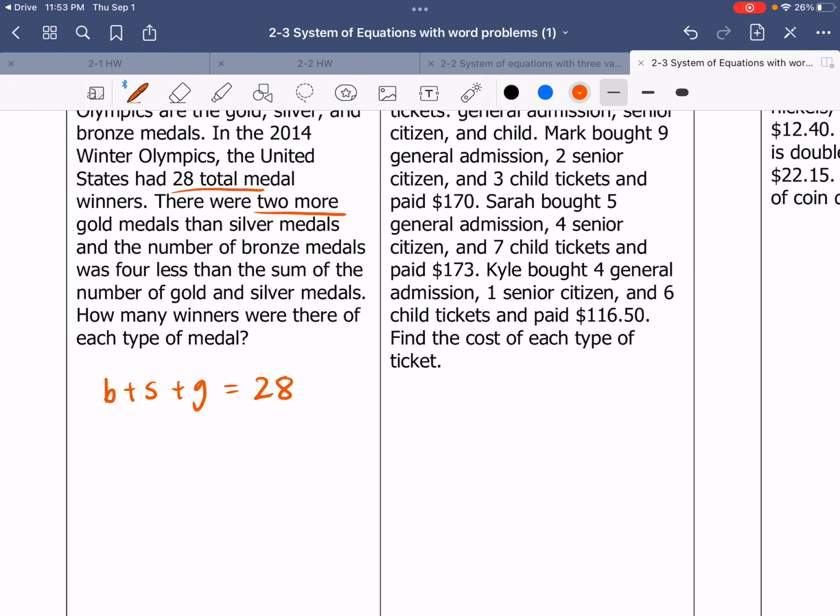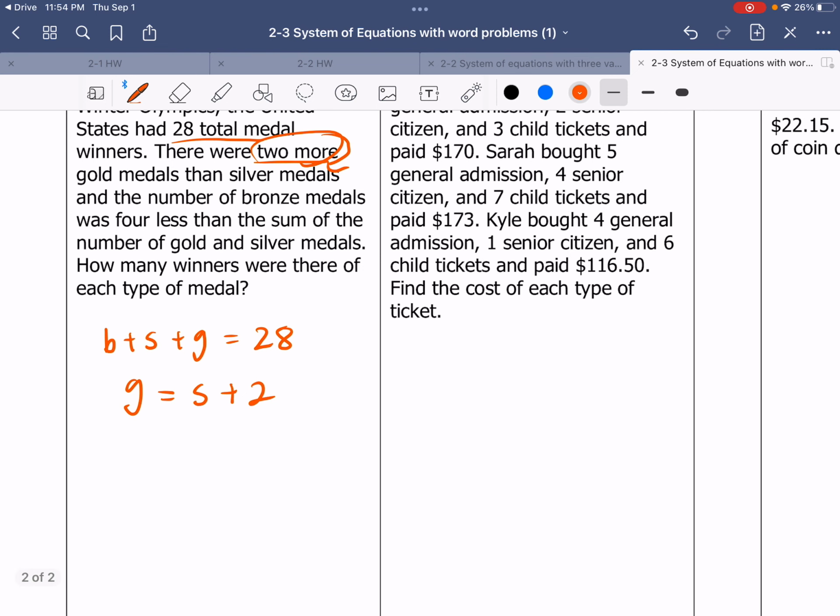And there were two more gold medals, so two more gold medals than silver medals, okay? So G plus, okay, so here, whenever you see word than, two more gold, that number goes to the other side. So 2 goes to silver. So G is equal to silver plus 2. Remember, whenever you see word than, previous number goes to the other side. So G equals silver plus 2 because there were two more gold than silver. And to be equal to each other, you gotta put plus 2 to the silver.